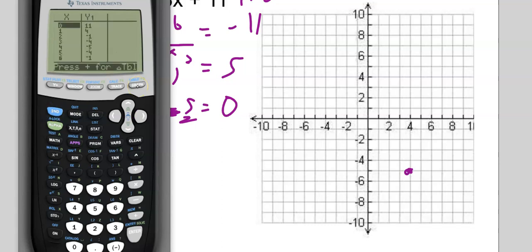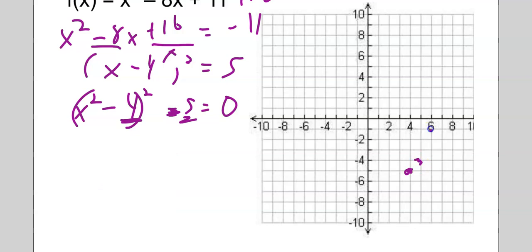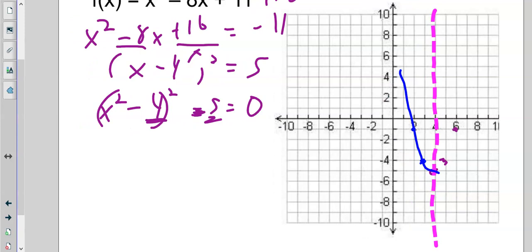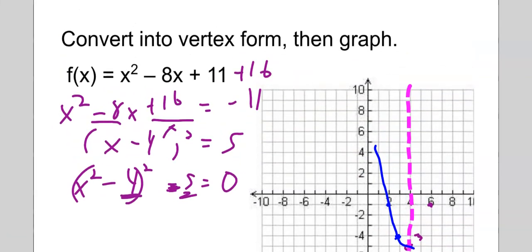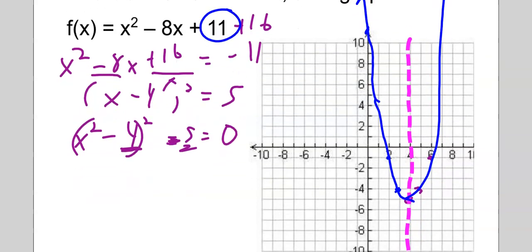Go to our graph, our table. So we have 4, -5. I'm going to go 5, -4, and 6, -1. So 5, -4, and 6, -1. I'm going to put my axis of symmetry in, so I can just count. So 1 over here, and 2 over here. And there are my nice spots there. If I want to see what the vertex was, it's actually going to be this number right here. So right there and right there. There's my graph.